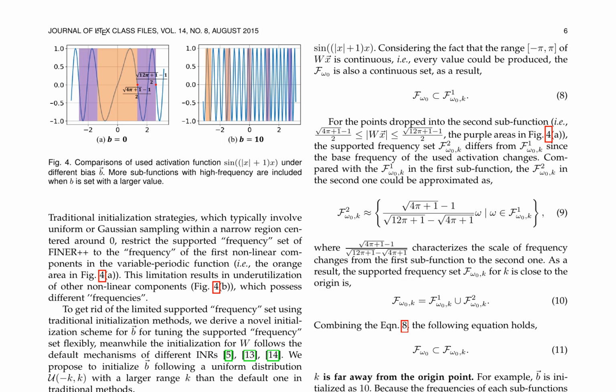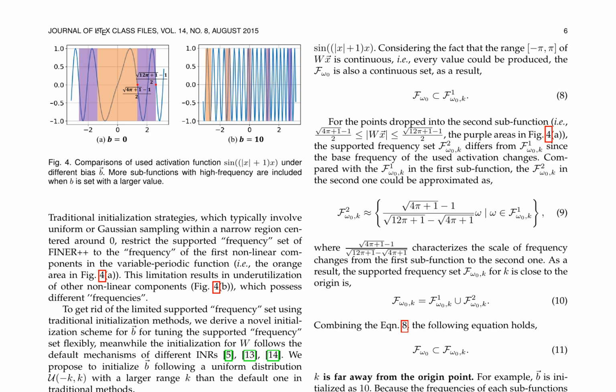The proposed initialization method involves initializing b following a uniform distribution U(-k, k), with a larger range k than the default one in traditional methods. The authors provide a geometrical perspective on the relationship between the supported frequency sets of Sine and FINER++ Sine.